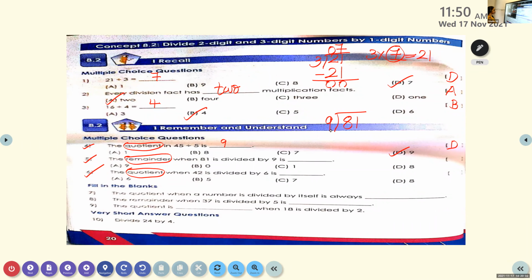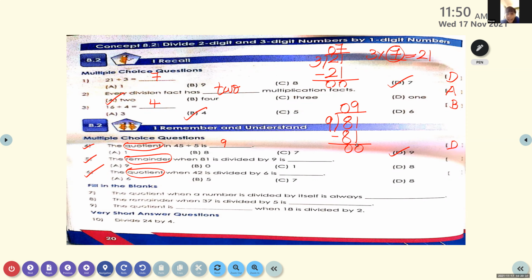In 8, 9 will not go. In the table of 9, it starts with 9, isn't it? 8 is not there in the table. So you can put a 0 and take 2 numbers together. So 9 into what is 81? 9 into 9 is 81. So 9 is the quotient, and the remainder you will get is 0. It is asked, what is the remainder when 81 is divided by 9?